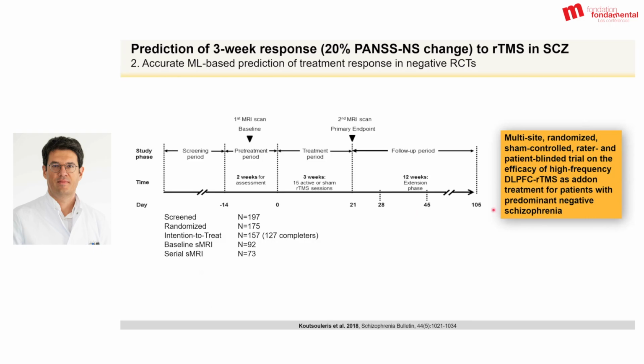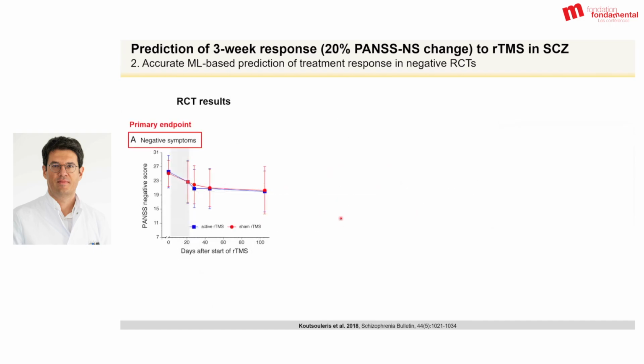So we're talking now about not first episode anymore, obviously, but chronic schizophrenia patients with an illness duration of about 10 to 12 years. And this shows basically the study design. So there was a treatment period of 3 weeks of active versus sham rTMS and an extension phase of further 12 weeks. The trial was completely negative. So that was the kind of disillusioning outcome. So there was no difference at all. It was the most negative study I've ever seen actually in my life so far.